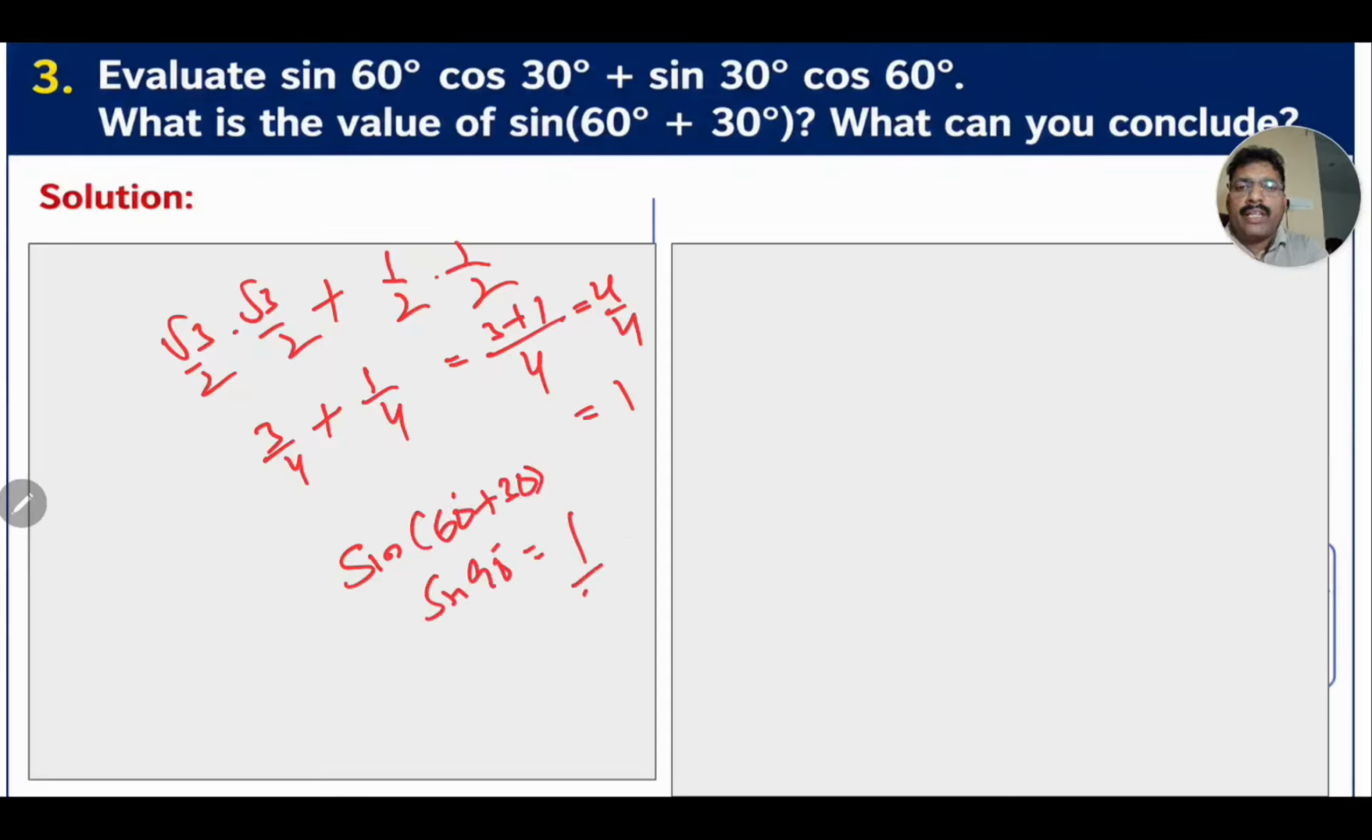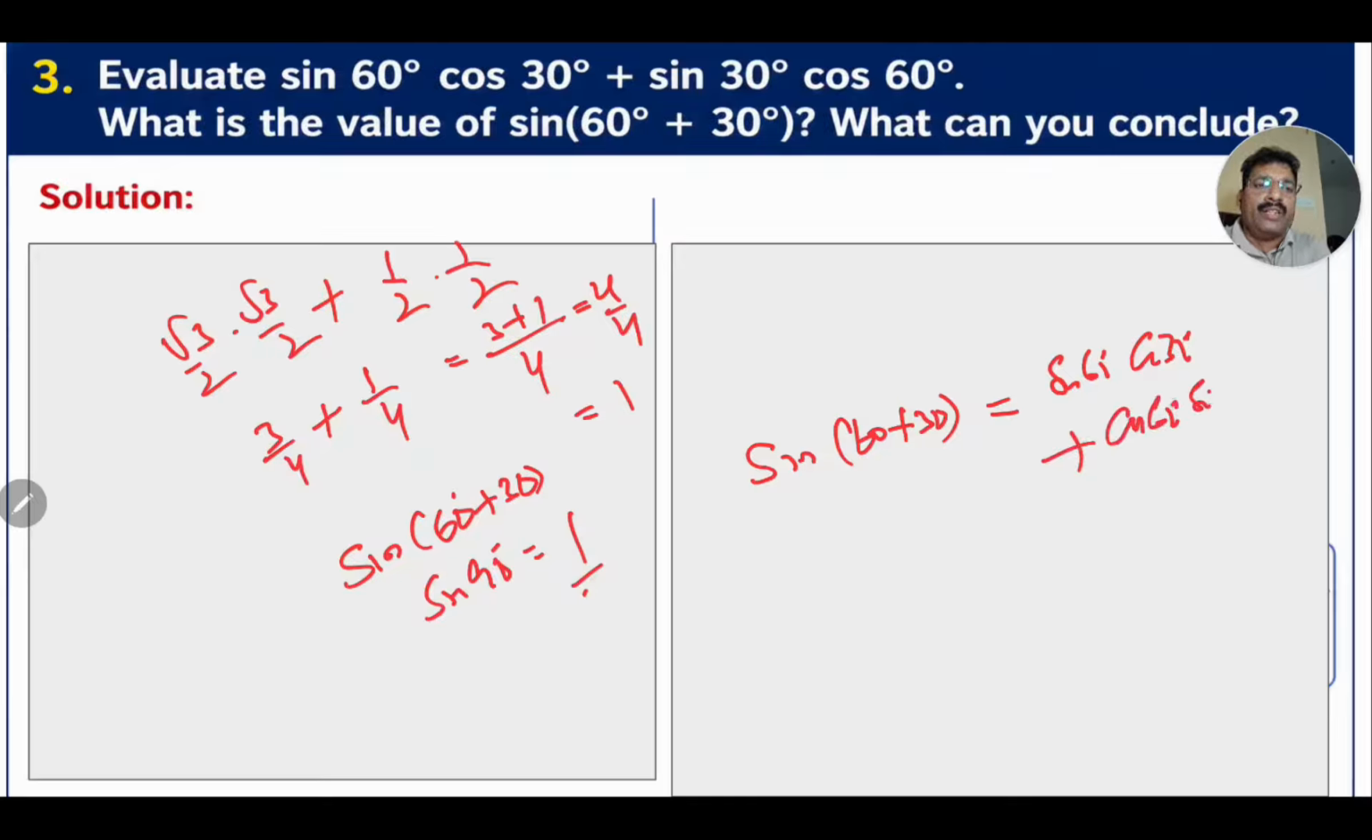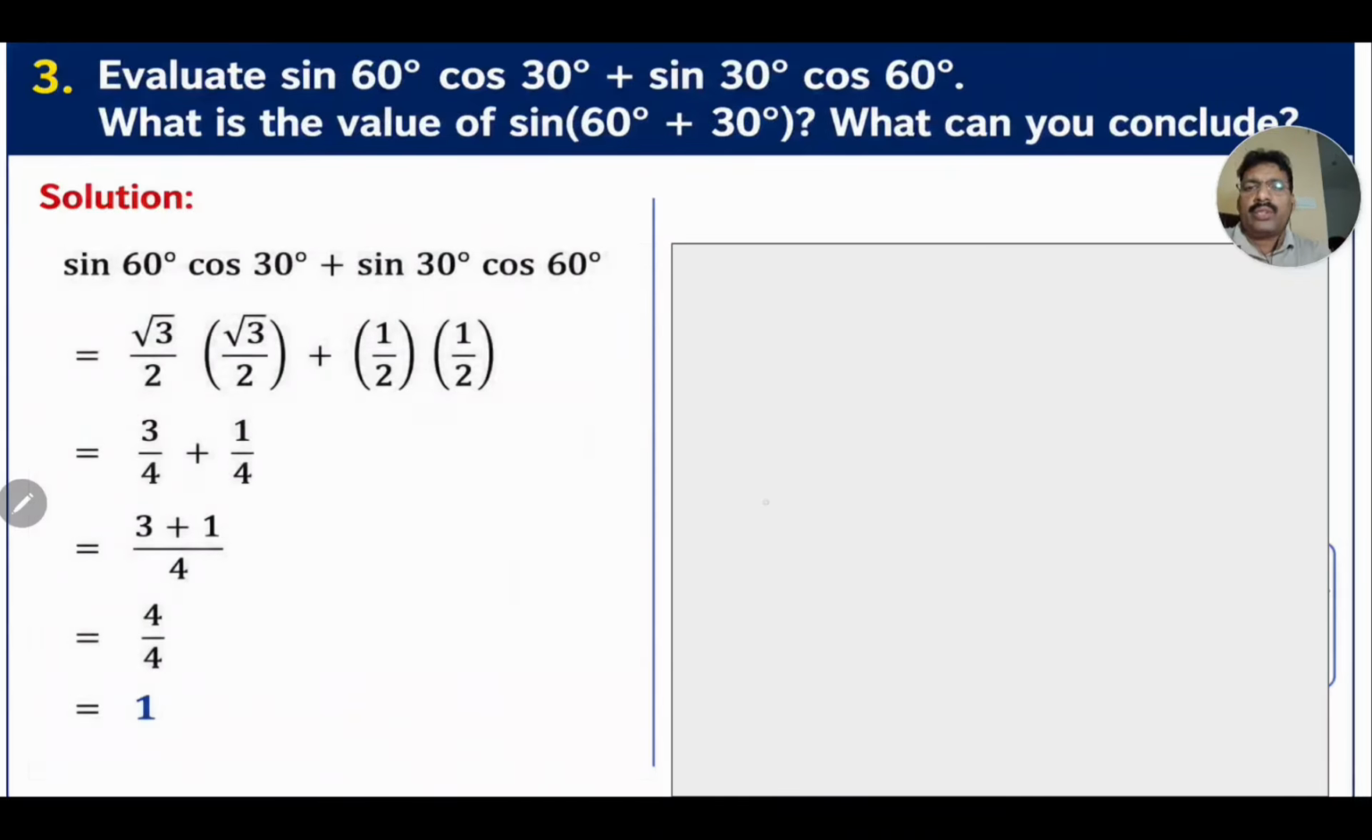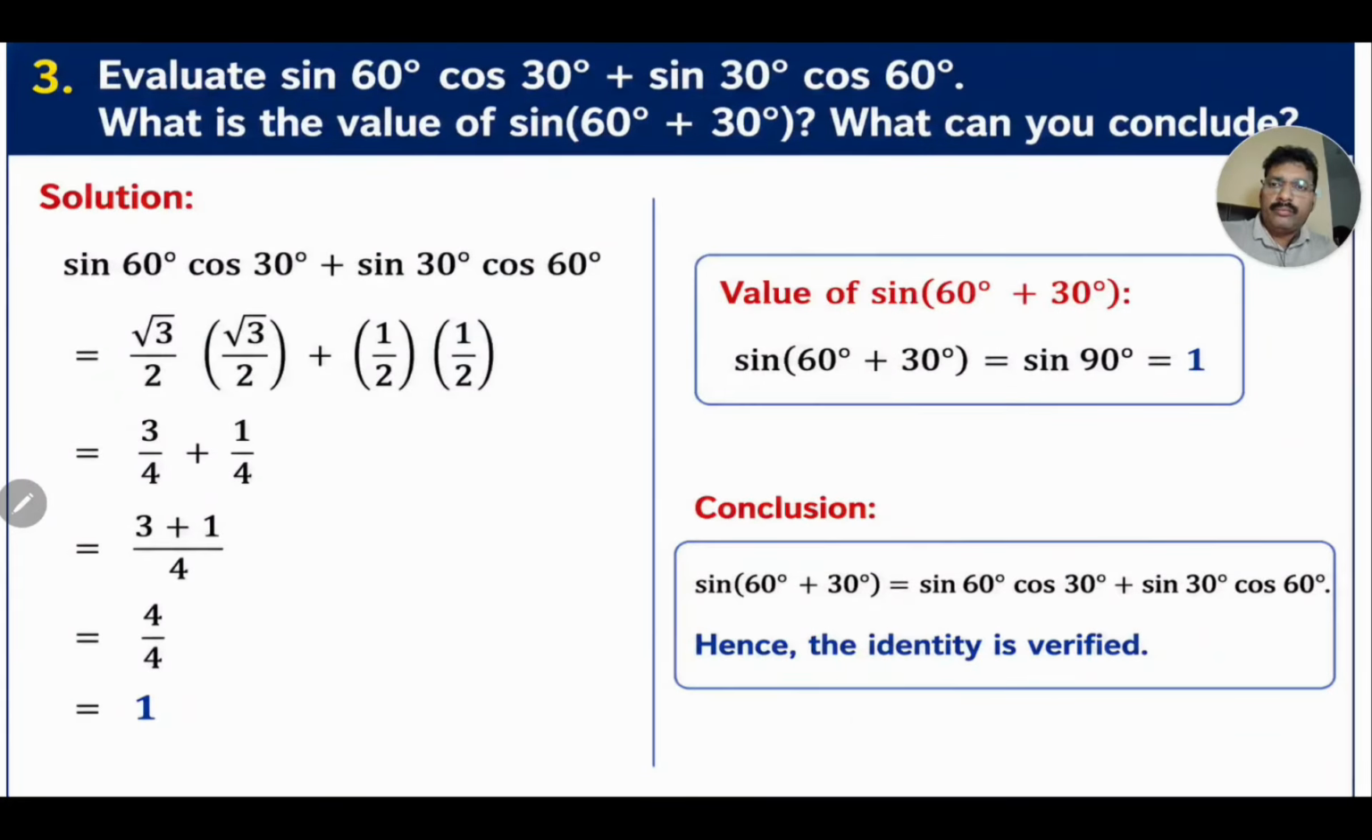So therefore, sin of 60 plus 30 degrees is equal to sin 60 cos 30 plus sin 30 cos 60. What can you conclude means, our conclusion is sin of 60 degrees plus 30 degrees is equal to sin 60 degrees into cos 30 degrees plus cos 60 degrees into sin 30 degrees. That is our conclusion. So like that we have to answer this question. See the solution. All the values you have to substitute in the given one and simplify, we got 1. Sin of 60 plus 30 also we got 1. So both are equal. We go for the next question.